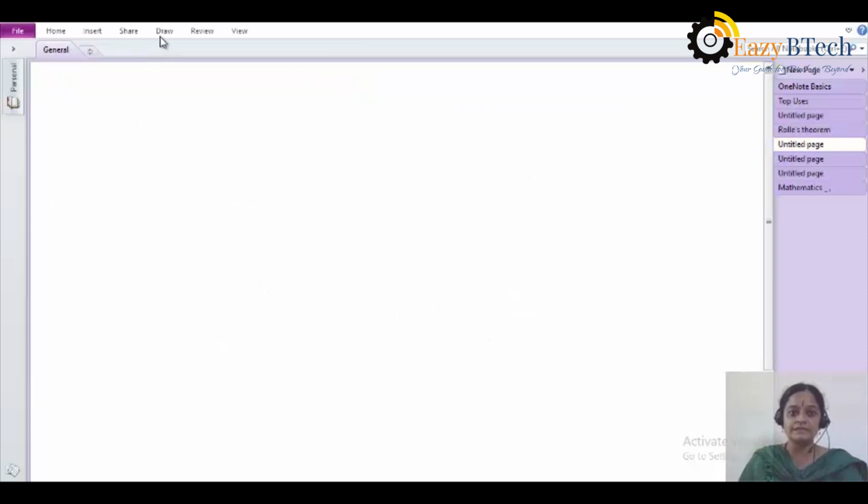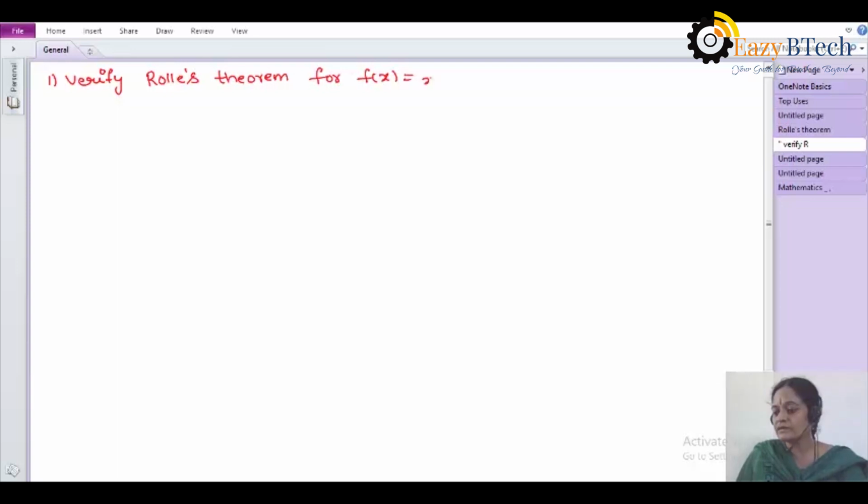Coming to the problem related to Rolle's theorem. The first problem: verify Rolle's theorem for f of x is equal to x into x plus 3 e power minus x by 2 in the given interval minus 3 comma 0. This is the problem here.